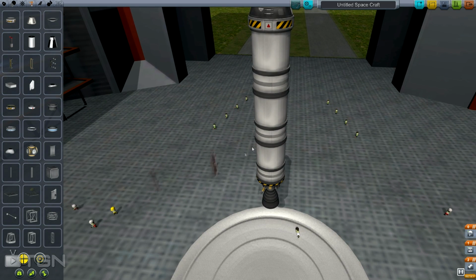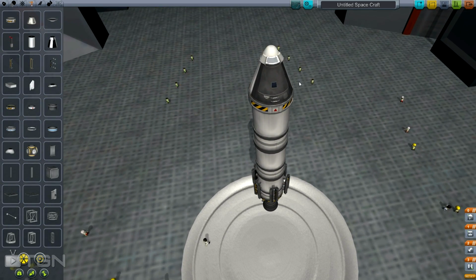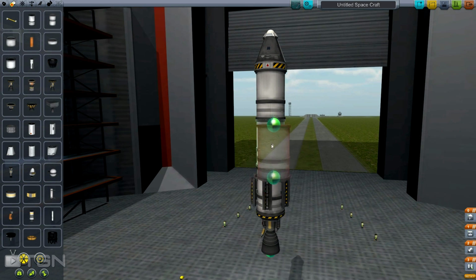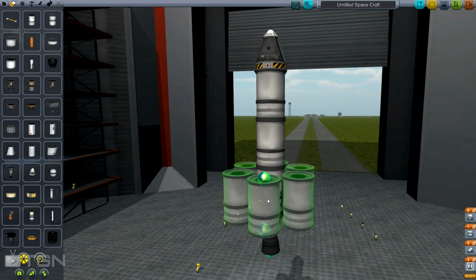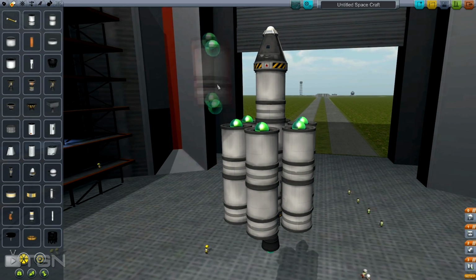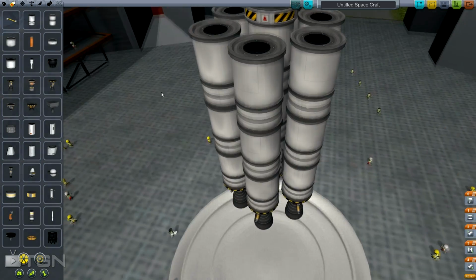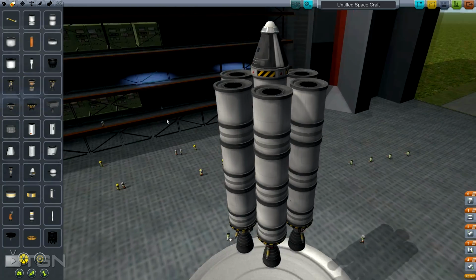So we're going to go with 6 symmetry, and we're going to stick these here. Now, asparagus staging is the technique of dropping stages as they are used up, so you will only be carrying basically fuel that matters at all times. So if I can get these to clip on right, these here, and then we build up from there. We put 1, 2, and then we put our engines on the bottom. Now this pretty much works in every single case you will ever have: a big cluster of engines, a big cluster of fuel tanks.